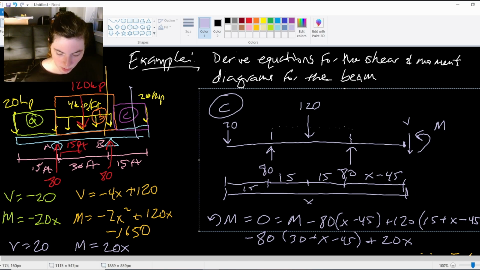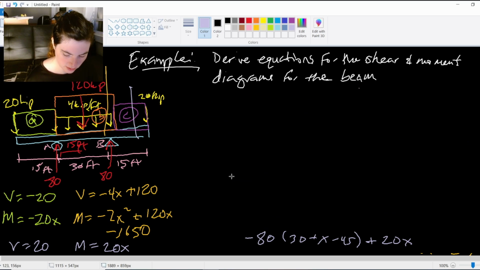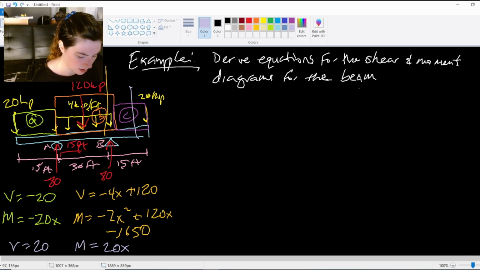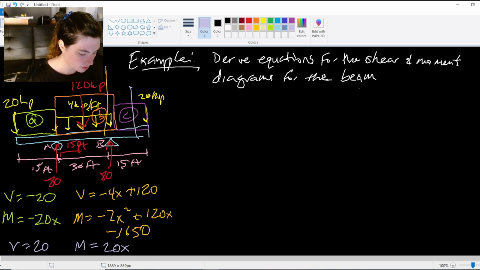So now comes the fun part, right? Let's graph this thing. Let's create our shear and moment diagrams. And again, the way we want to construct these is ideally in a line all beneath your initial load diagram. So if I were to draw my load diagram again for this, which I think I will because it's helpful to have them all in that line.